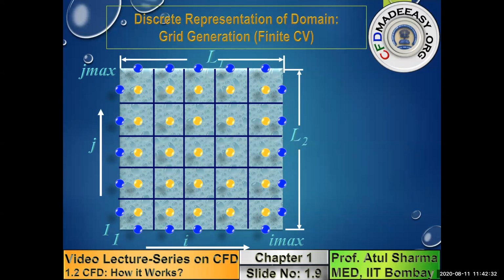data structure. So you can see here i is varying from 1, 2, 3, 4, 5, 6, 7. So i max is 7 in this case. Similarly, j is varying from 1 to 7 in the y direction.